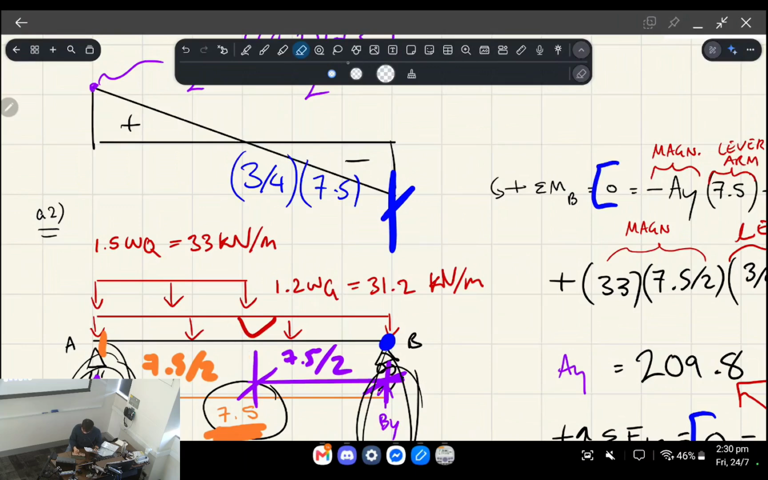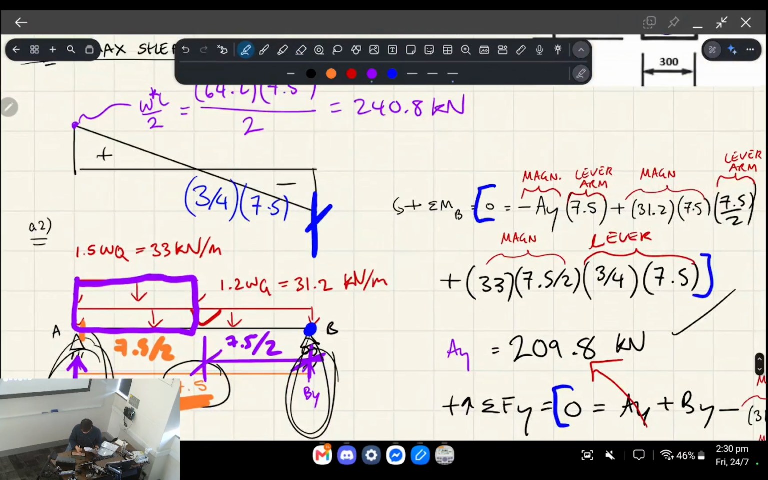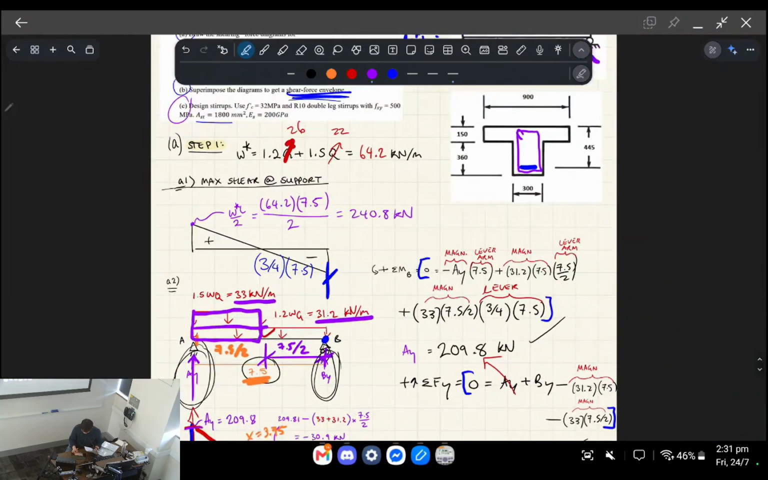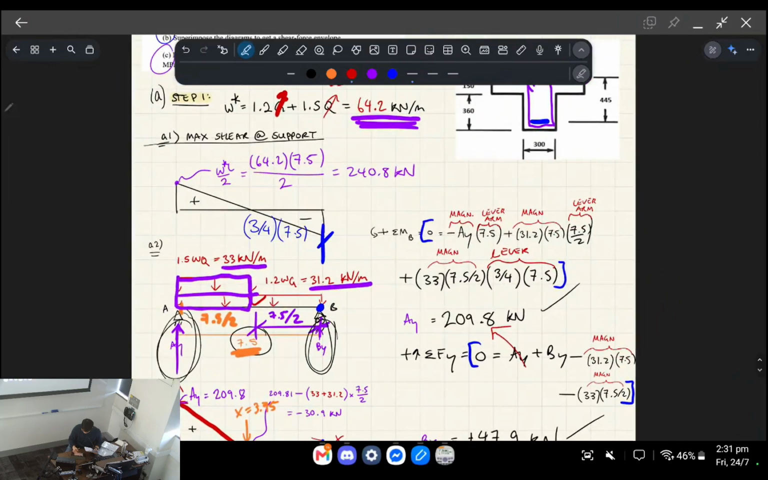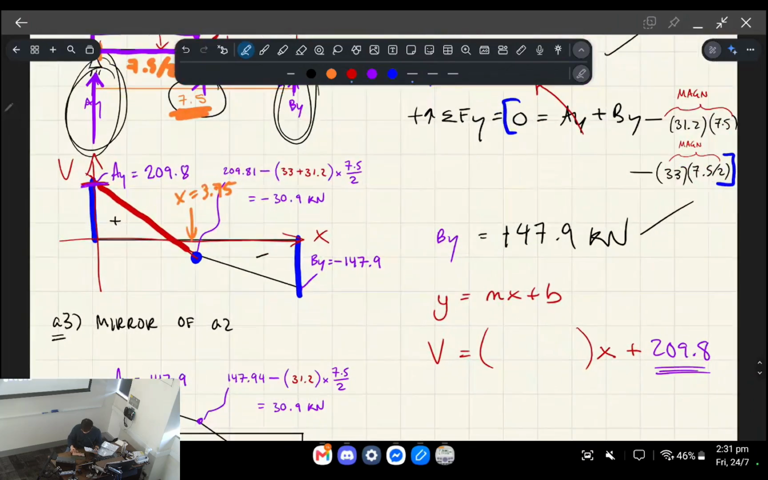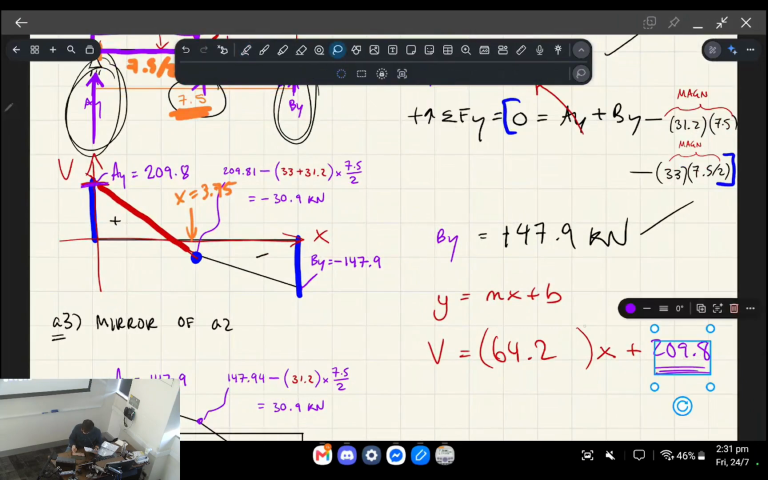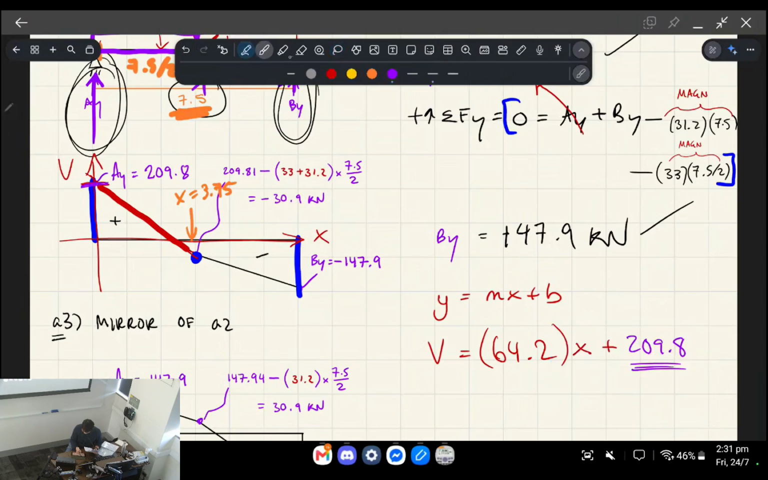Okay. So what we're interested in is the net distributed load, right? So basically this distributed load plus this distributed load. We're interested in this number, 64.2. Okay, so that distributed load, 64.2, is going to be the gradient of our shear force, right? So that gradient there is the same thing as W star, okay? So that's W star.